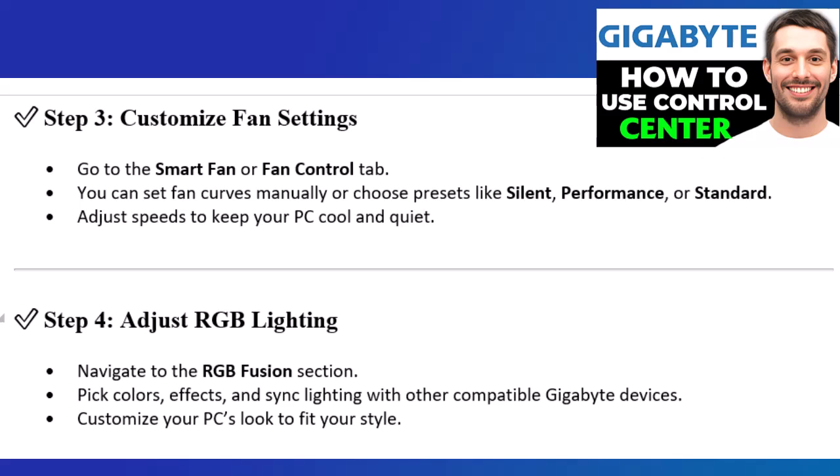Step 3. Customize fan settings. Go to the Smart Fan or Fan Control tab. You can set fan curves manually or choose presets like Silent, Performance, or Standard. Adjust speeds to keep your PC cool and quiet.